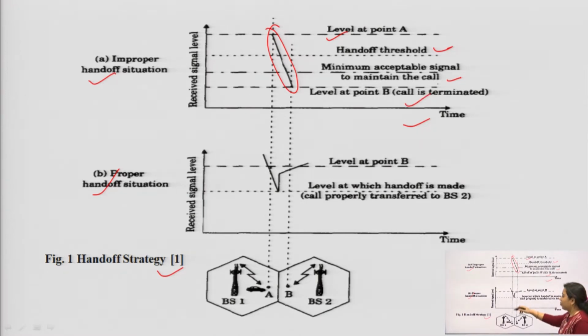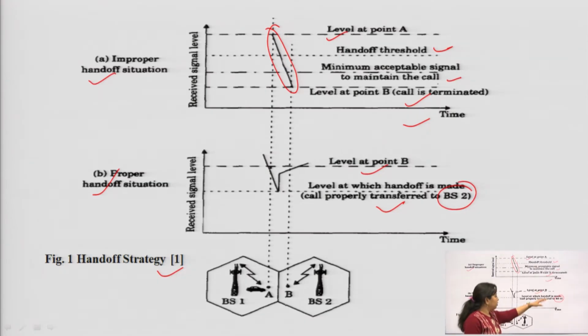Now, in case of the proper handoff situation, which is the main aim of doing the handoff, the call will not be terminated if it is going on. In that case, you can see that this is the level at point B, then after reaching this is the level at which the handoff is made and the call is properly transferred to base station 2. So, basically before the call is terminated and while the call is ongoing, the signals are transferred from one base station to another base station, denoted by BS2, that is base station second.